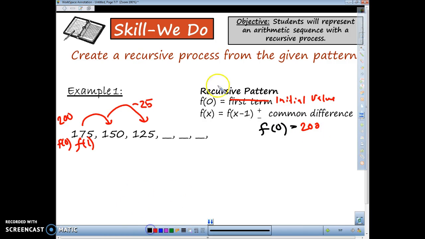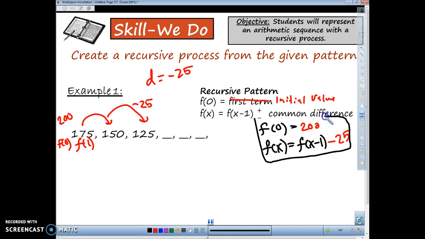Then I need to find f of x. Well, I know f of x is f of x minus 1. And to find the next term, I'm just going to replace the common difference. And here our common difference, I'm going to say d, if you will. D is equal to negative 25. So I'm subtracting 25. This is our recursive process. This is what we've done. That is our objective for today, to represent an arithmetic sequence, given here, with a recursive process.